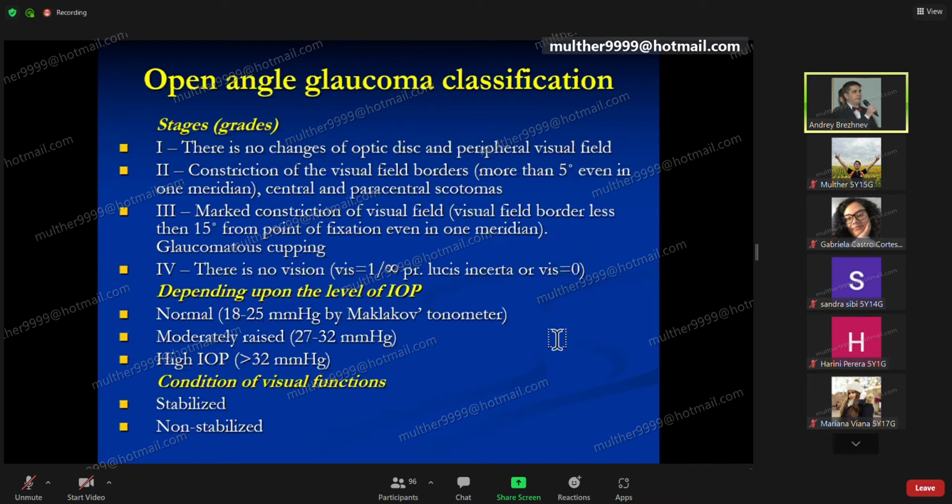Depending upon the level of intraocular pressure, in this classification that we use in our country, normal is from 18 to 25 millimeters of mercury, from 26 to 32 millimeters is moderately raised, and high intraocular pressure is more than 32 millimeters of mercury. And according to the progress of glaucomatous damage, it may be stabilized glaucoma, without progression for a minimum of 6 months or more, and non-stabilized. In case of stabilized, we can continue our treatment, and in case of non-stabilized, of course, we should increase the intensity. Our treatment should be more aggressive.